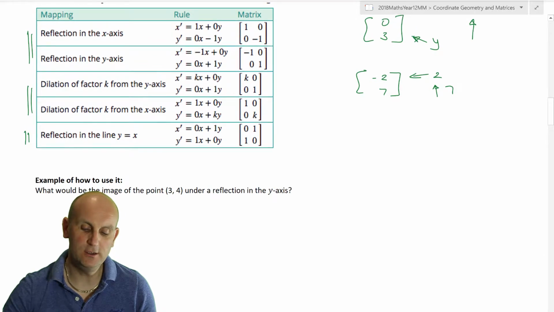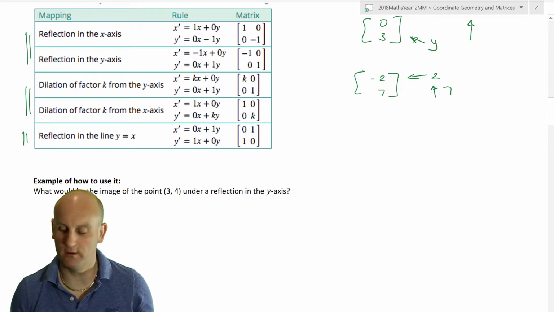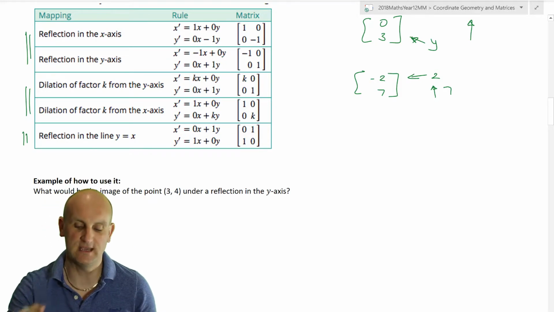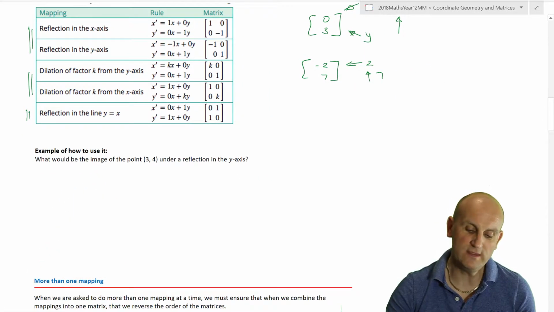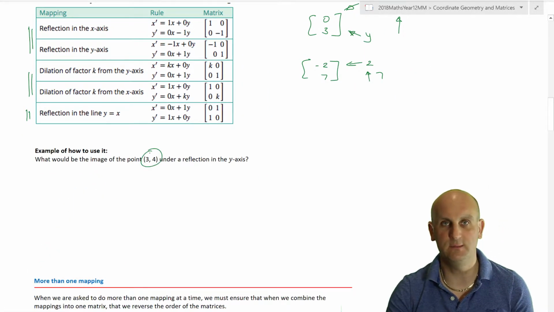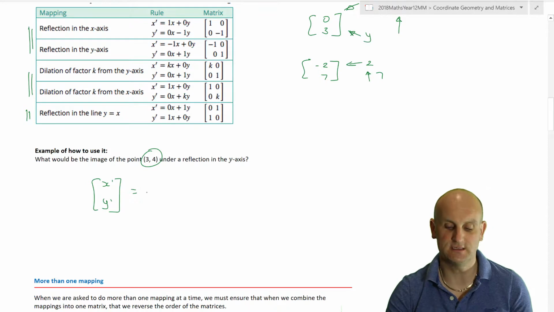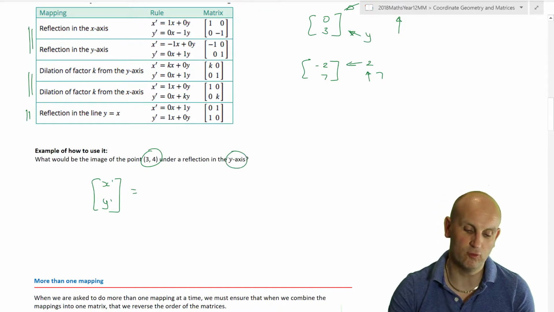So how are we going to use this to actually do some maths? Well, I'm going to move my little head to the other side just so that I can have the table on here to illustrate it, and I'll make it a bit smaller as well. So what would the image be of that point? Well, image is asking for x dashed, y dashed, and we can write that in terms of a matrix under a reflection in the y-axis. So I need to look up the right matrix for it, which is this one here.